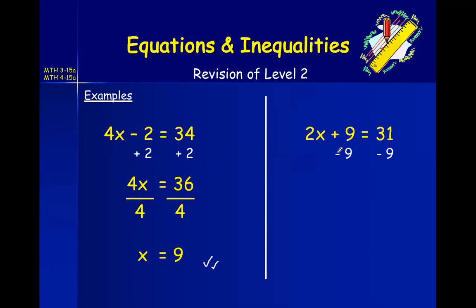On the other side, we take away 9 from both sides. You end up with 2x equals 22. You divide by 2 on both sides, and then x equals 11. 2 times 11 is 22. 22 plus 9 is 31. I know that this is my correct answer.